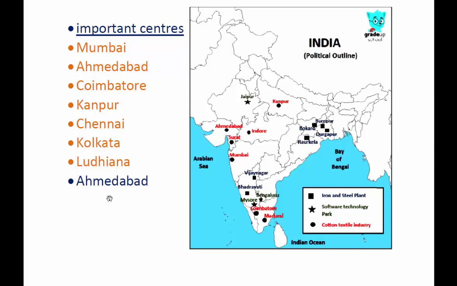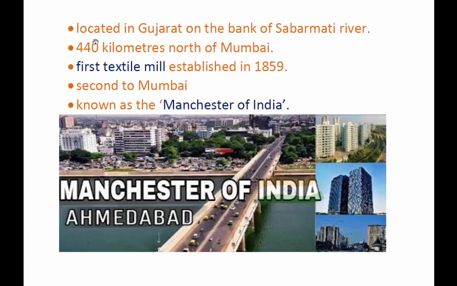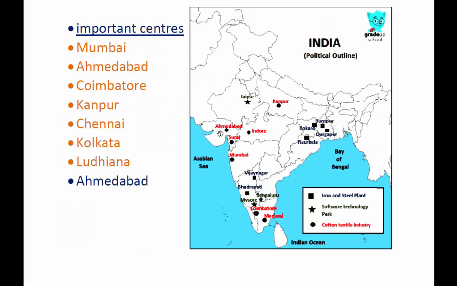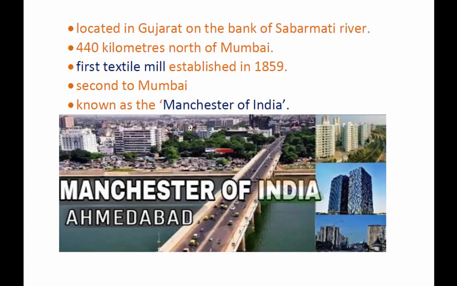Let's take Ahmedabad. Ahmedabad is located in Gujarat on the bank of the Sabarmati river. This is the river. It's about 440 kilometers north of Mumbai. If you look at the map, Ahmedabad is located here. The first textile mill was established in 1859. That means it was second to Mumbai, and Ahmedabad is also known as the Manchester of India.